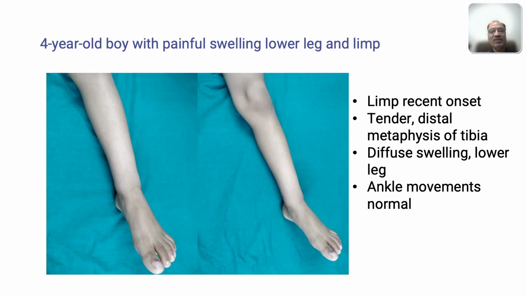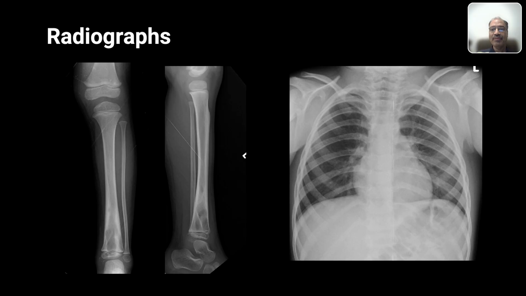Another child presented with pain and swelling on the distal aspect of the tibia. The ankle joint was normal. Next slide. The X-ray shows involvement across the tibia. Next slide. MRI and CT were done and show extension across the physis.